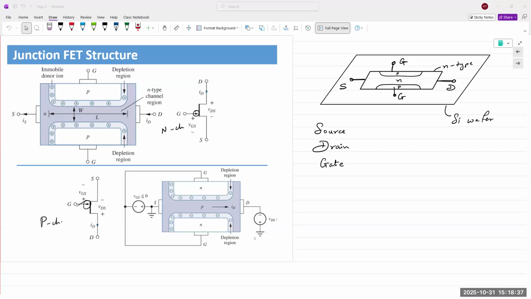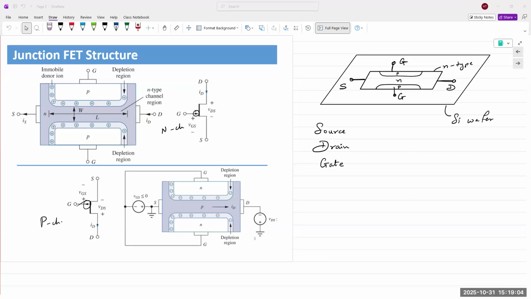There are a few things going on in here. We spoke about how the JFET is created from either a solid substrate of N-type or P-type material. The type of the semiconductor that is used to create the structure is also the type of the channel. So if you create a JFET from N-type material, it is an N-channel JFET. And if it's a P-type material, then it's a P-channel JFET.